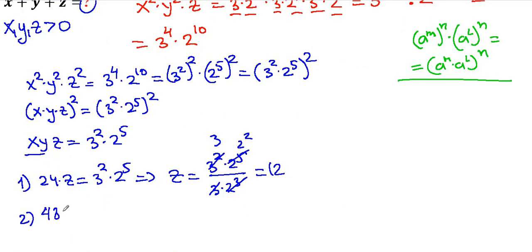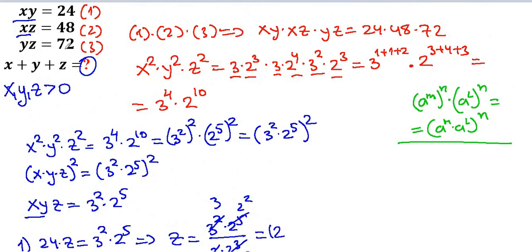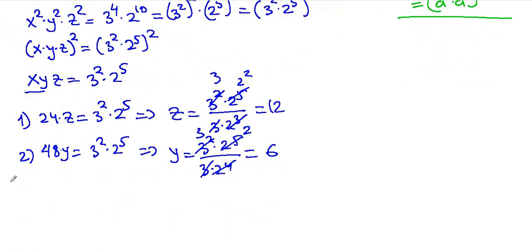So 48 times y is equal to 3 squared times 2 to the power of 5, and here we'll get that y is equal to 3 squared times 2 to the power of 5 divided by 48, and then we can factor 48 as 3 times 2 to the power of 4, and we can cancel here, we have 2, here 3, and therefore y is equal to 6. And then the last one, we see that yz is equal to 72, and therefore we can substitute 72 for yz to find x.